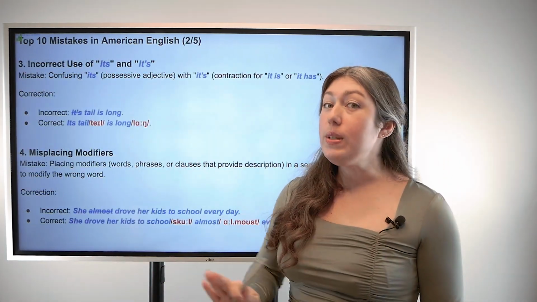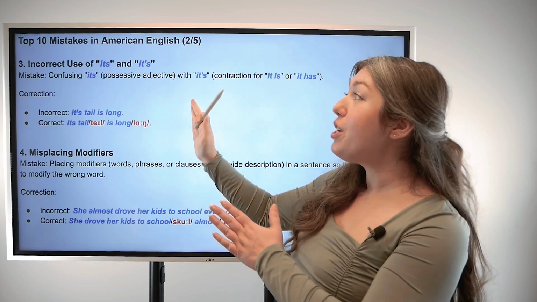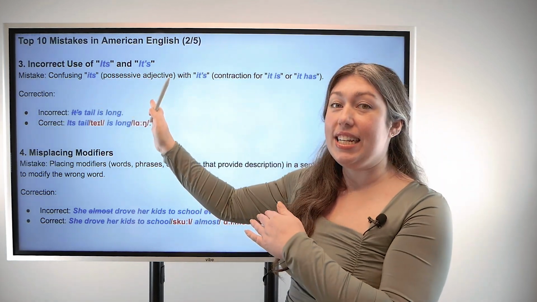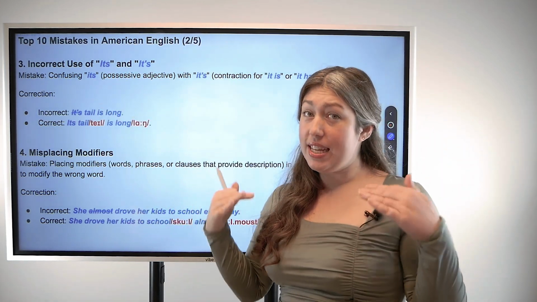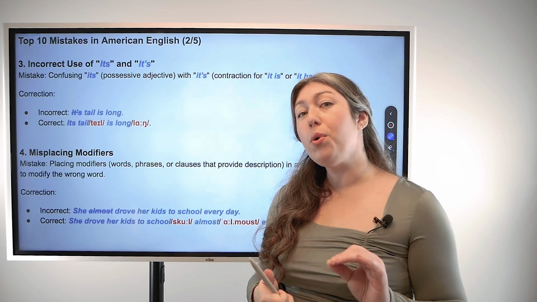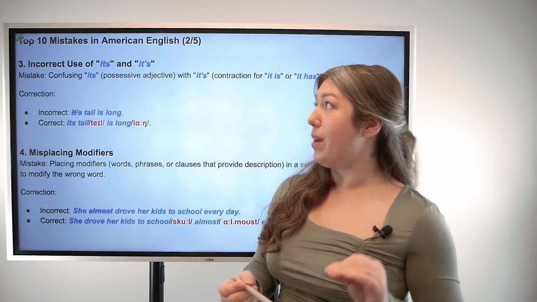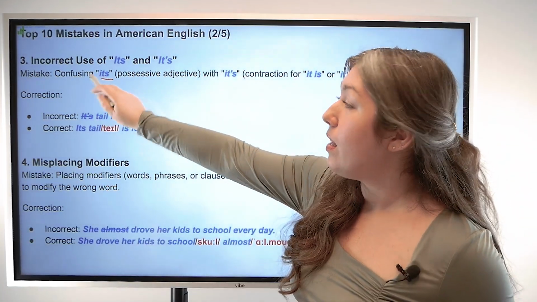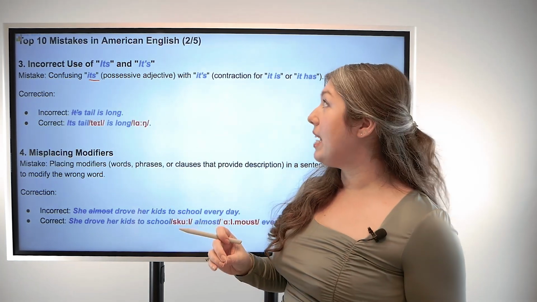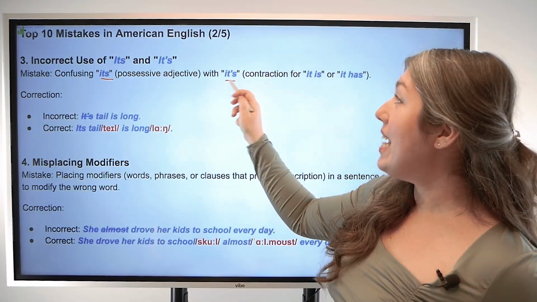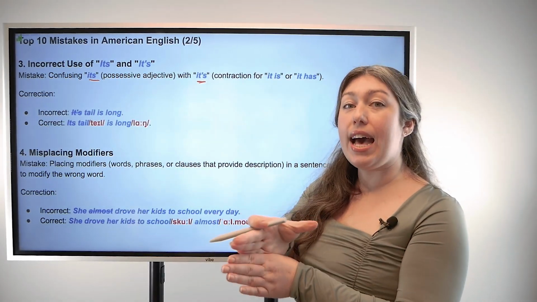Now the third most common mistake is the incorrect use of it's and its. Again, this is confusing because they sound the same, but it's really important to know the difference in your reading and writing. Its with no apostrophe is the possessive adjective, whereas it's is the contraction of it has or it is.